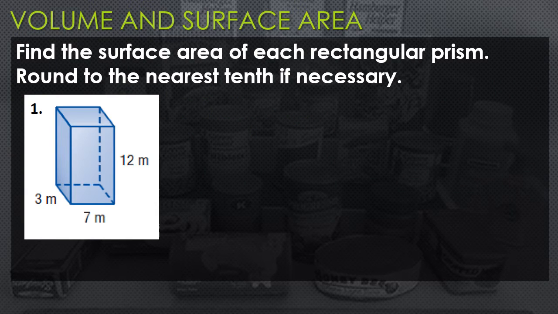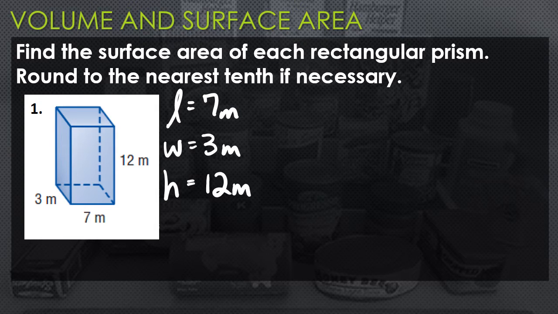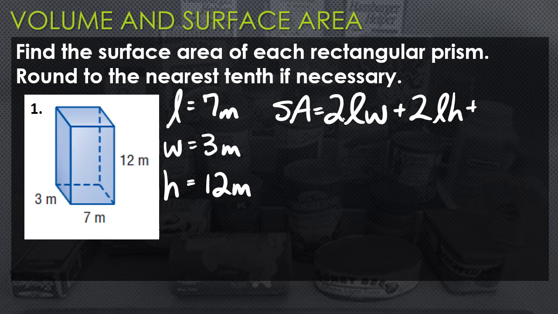So we're given our first example here. We need to label our sides just like we did for volume. Let's go ahead and label length, width, and height. So our length is going to be 7 meters. Our width is going to be 3 meters, and our height is going to be 12 meters. And so let's go use our surface area equation here. 2 times length times width plus 2 times length times height plus 2 times width times height.